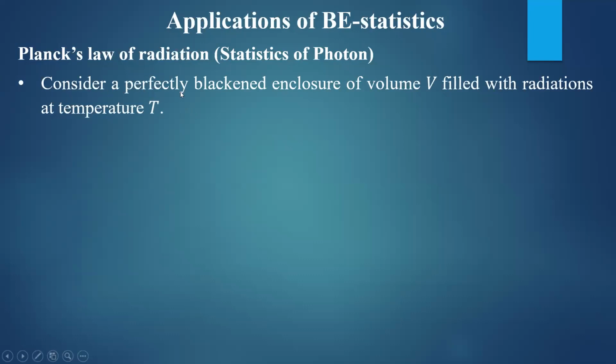Let us consider a perfectly black enclosure of volume V, which is filled with radiations at temperature T. Let us take a perfectly black enclosure, because a perfectly black enclosure will not allow the radiation to go out, and also it will not allow the radiation to come in, so that it is an isolated enclosure. So energy cannot be exchanged with the surroundings. And the volume of the enclosure is assumed to be V, and the temperature of the enclosure is T.